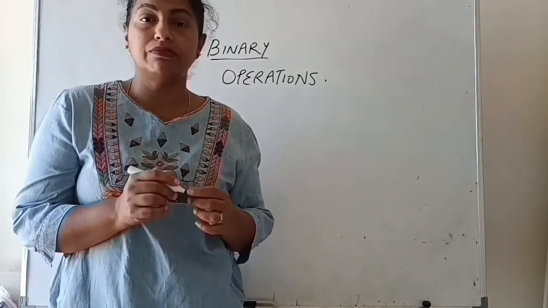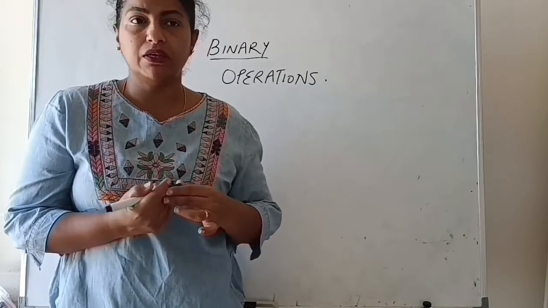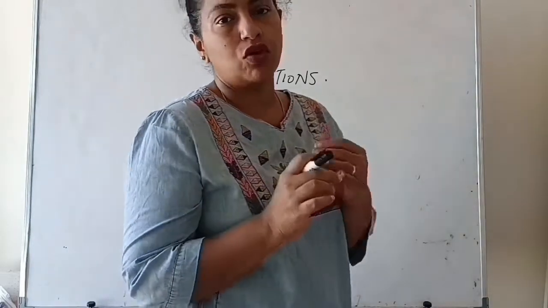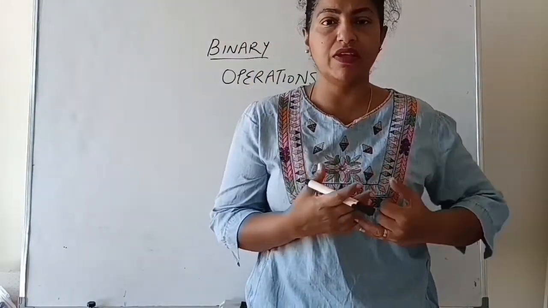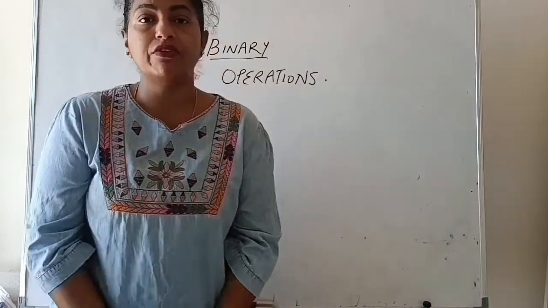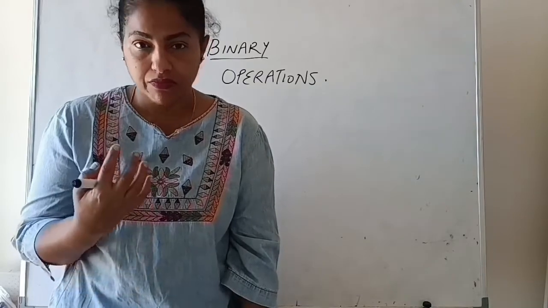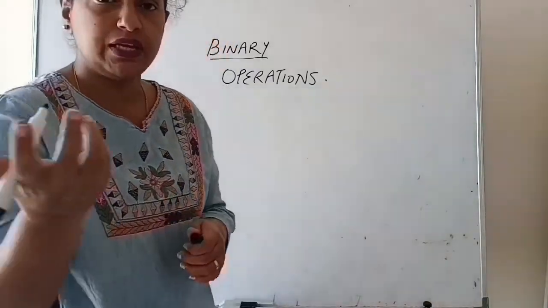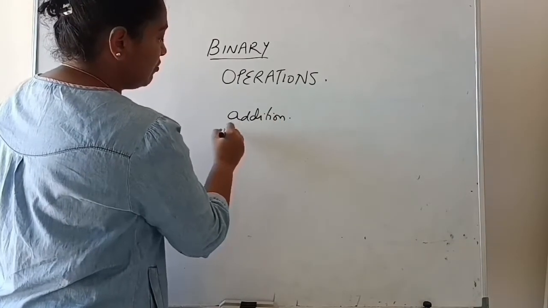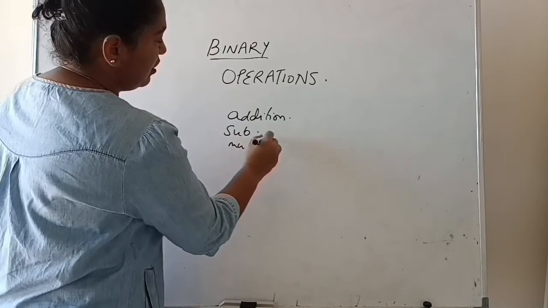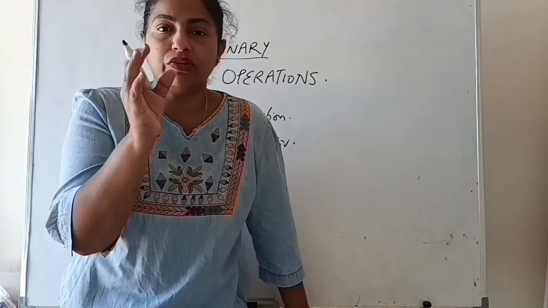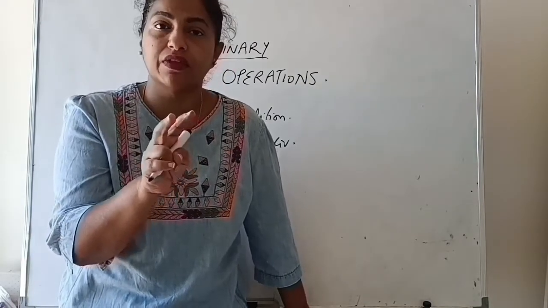Let me start with the term binary. What do you mean by binary? Binary means two. So basically binary operations are operations that involve two elements. Mostly we deal with numbers. Which are the common binary operations that you have so far come across? The first binary operation that we learn about is addition. Then we learn about subtraction, multiplication and division. These are all binary operations because at any point of time we are dealing only with two elements.